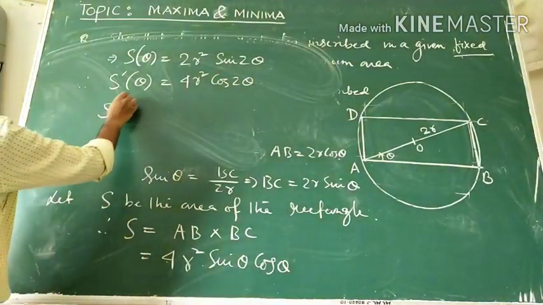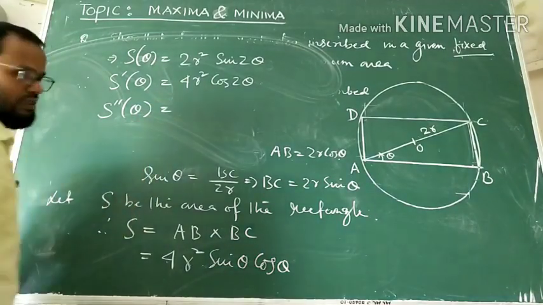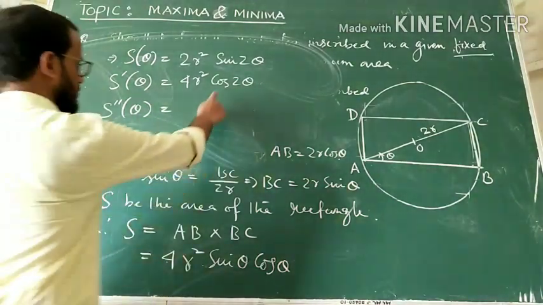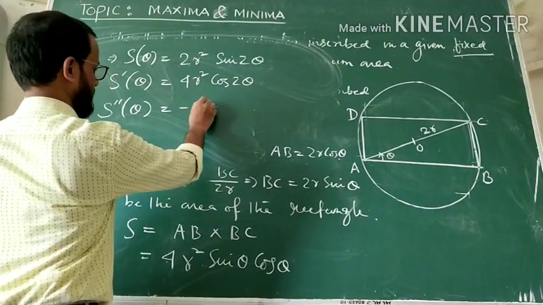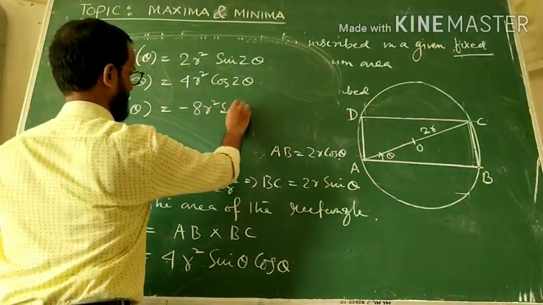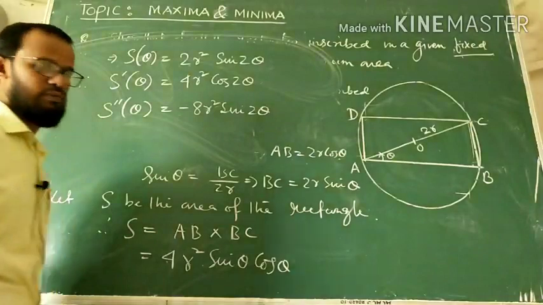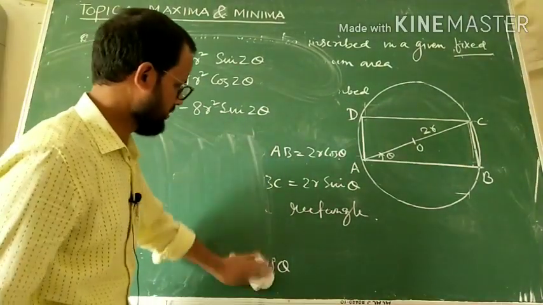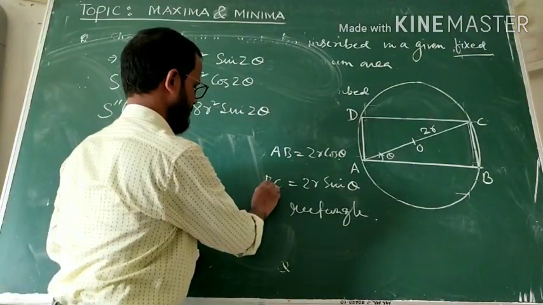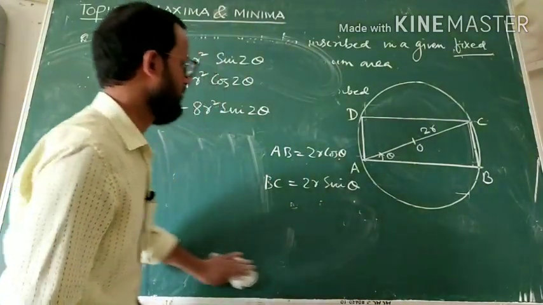Find S double dash theta. It is what? What is the derivative of cos 2 theta? Minus 2 sin 2 theta. This is minus 8r square sin 2 theta. I am not going to explain. This is very simple. You know the derivative of sin mx. This is important. Write this on the side.